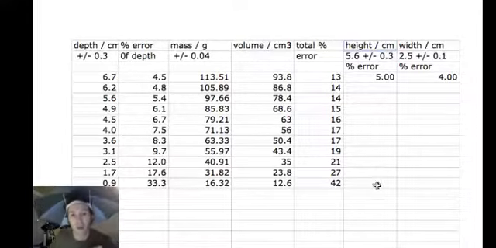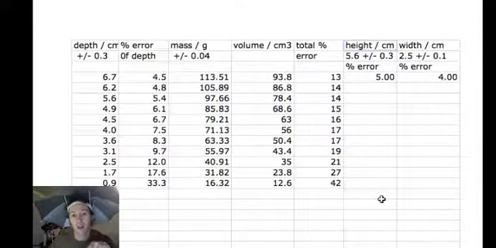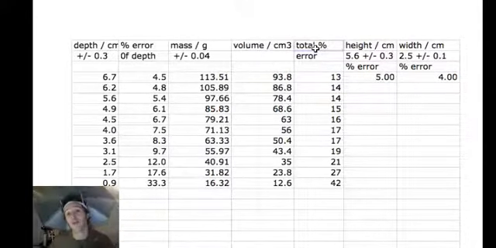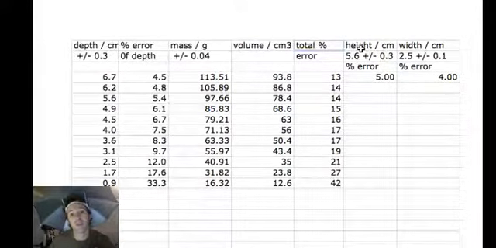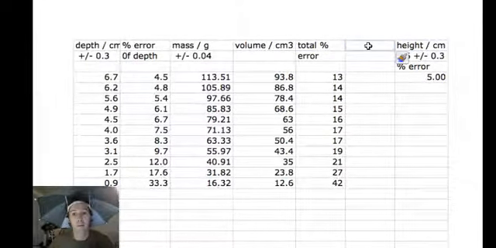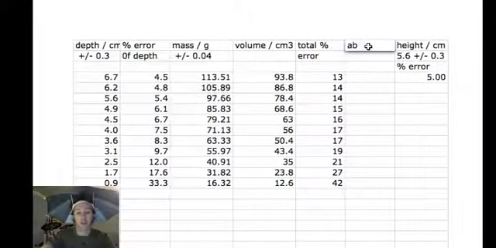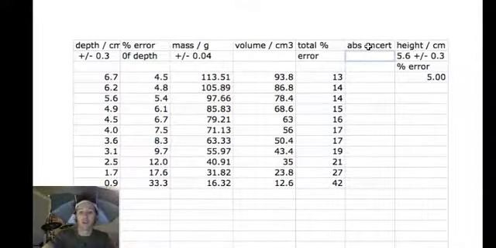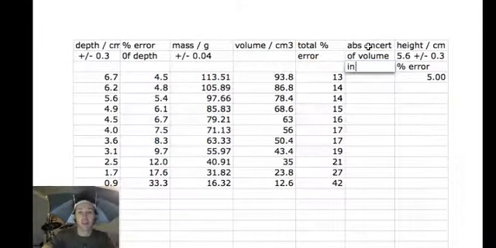Later on in your graph, when you're trying to insert your error bars, you might find that instead of dealing with a percent error, an absolute error is a little bit easier for your graphing program to deal with. So let's insert a column here, and let's make another column for absolute error of volume, and since it's absolute, it's going to be in cubic centimeters.